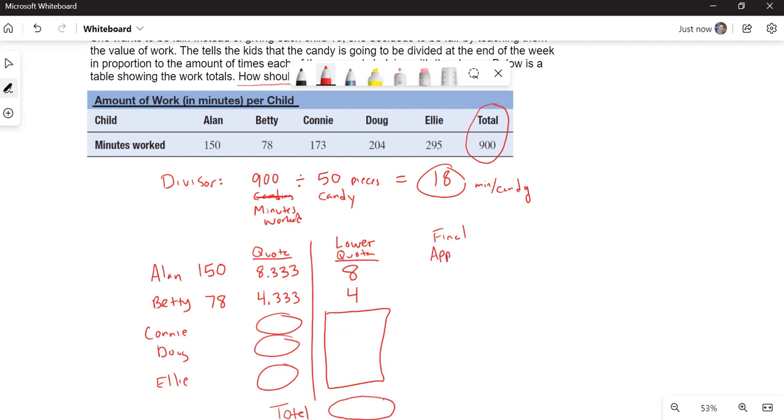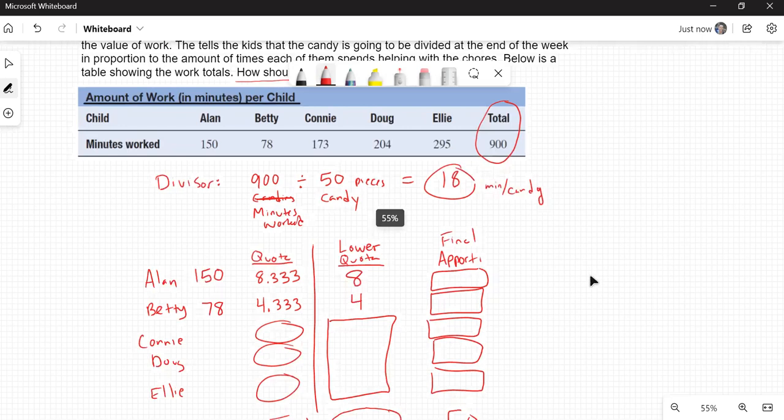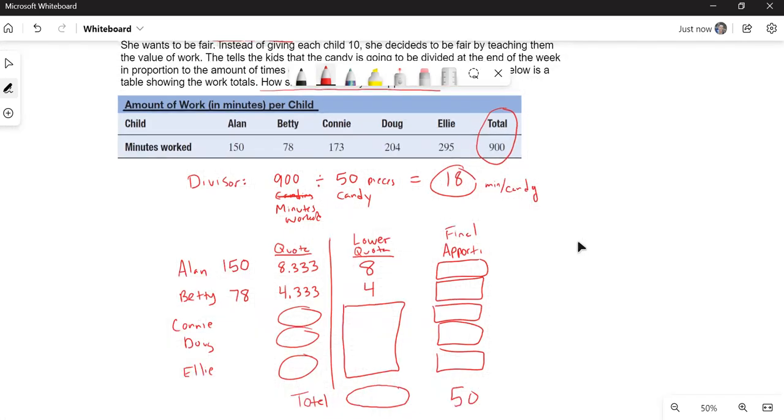So our final apportionment over here should be a total of 50 pieces of candy. So how many does Alan get? How many do Betty, Connie, Doug, and Ellie get? Who gets those extra pieces of candy, and what is our final apportionment? This is the Hamilton method. I hope that is making some sense, and we're going to look at more examples in the module from the author.